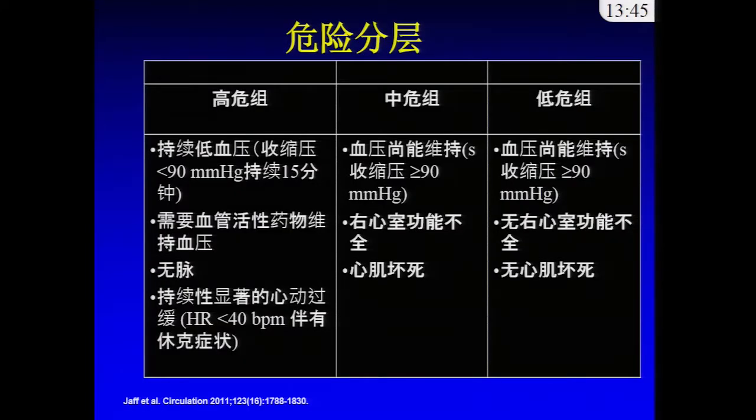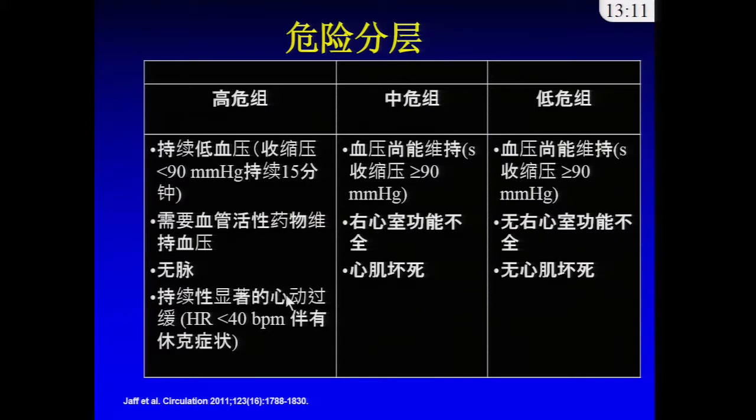So when we see a patient with pulmonary embolism, we have to stratify the patient into high risk, intermediate risk, and low risk. The high risk group is if the blood pressure is below 90 millimeters of mercury for more than 5 minutes, if the patient needs pressors, or if the patient has no pulse, or a slow heart rate below 40.